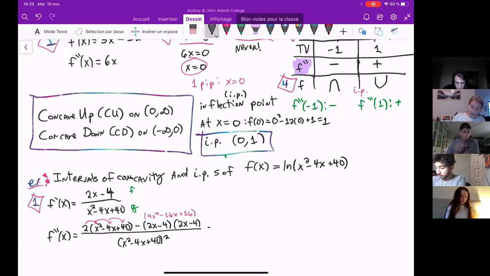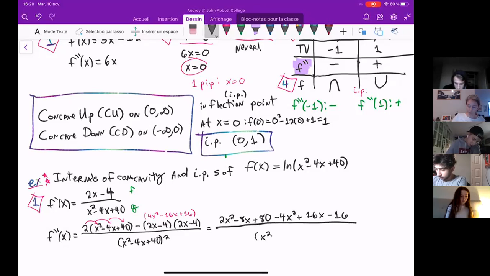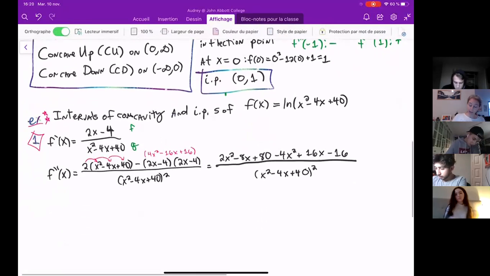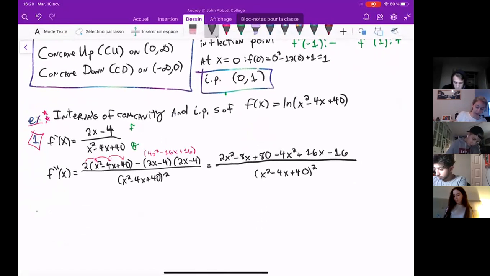So I'm going to end up with 2x squared minus 8x plus 80 minus 4x squared plus 16x minus 16 over x squared minus 4x plus 40 squared. And then I'm going to combine like terms to give me negative 2x squared plus 8x plus 80 minus 16, which is 64.